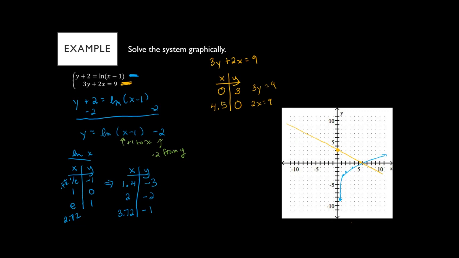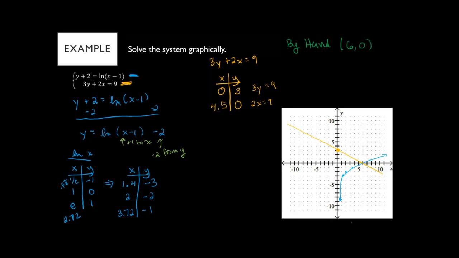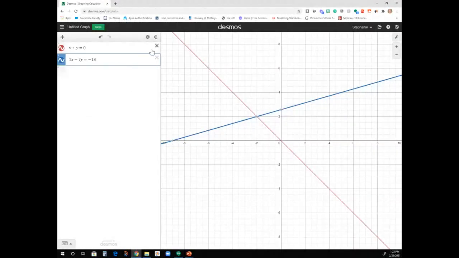So by hand, it looks like our ordered pair is maybe at 6, 0, because that's where I have my graphs crossing, and I actually have it going through one of my numbers. So let's now put this in Desmos and see how correct I am by doing this by hand. And hopefully, if I'm lucky, I'm pretty correct, but we'll see.